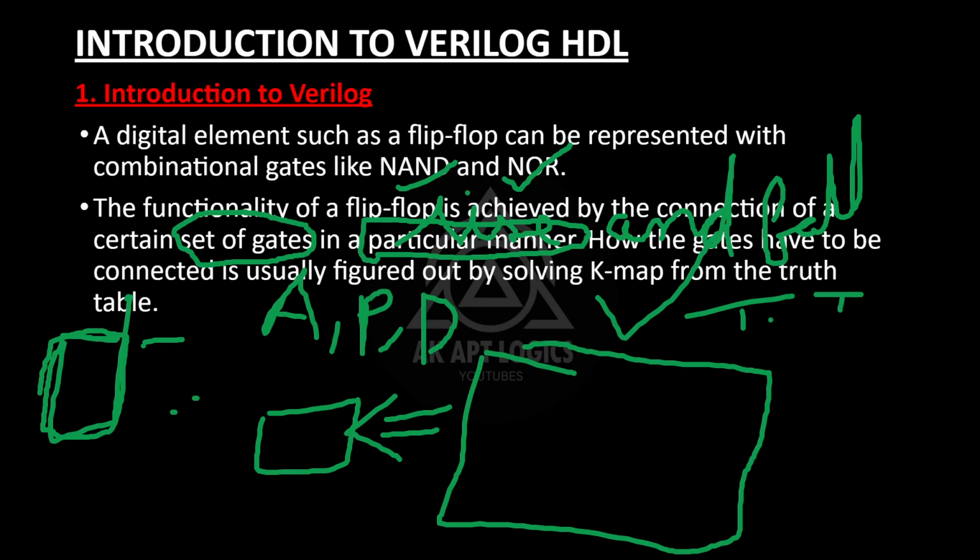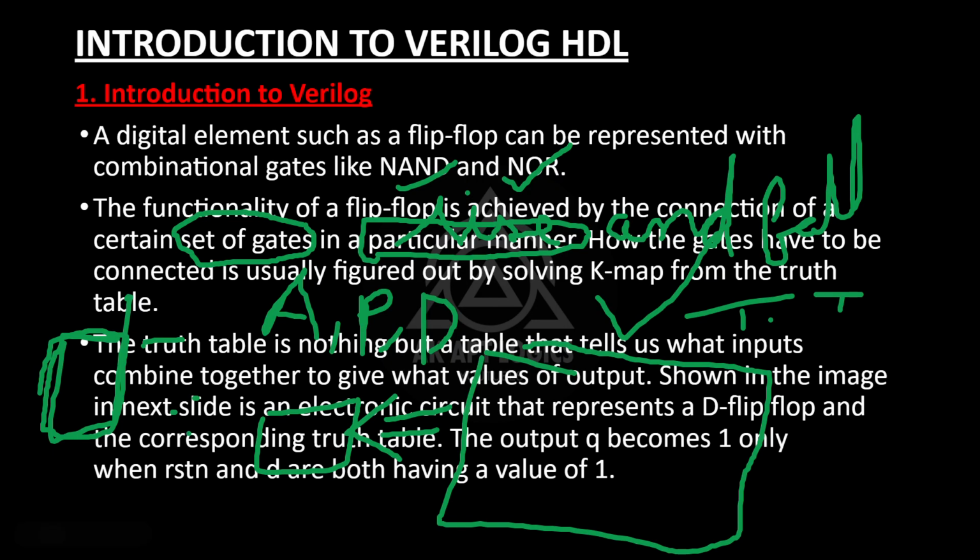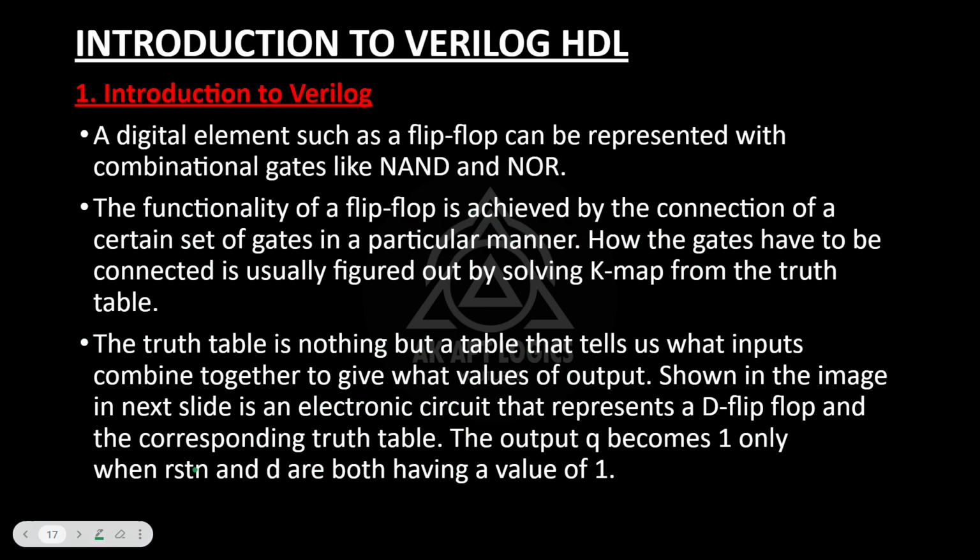So the truth table, as I discussed, is nothing but a table that tells us what inputs combine together to give what values of the output. What inputs are there and their combinations. If you have two inputs, we will get four combinations, right? Based on those input values, we will get the corresponding output values. We have an example of a D flip-flop in the next slide.